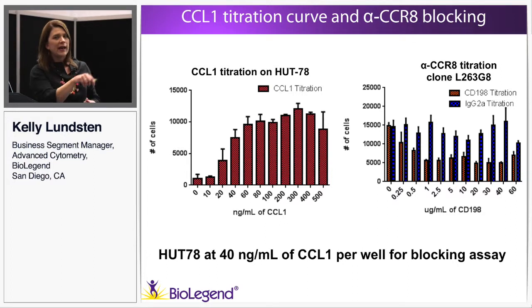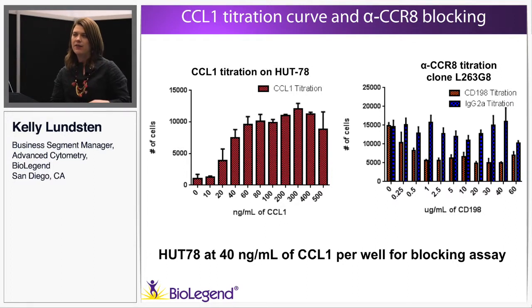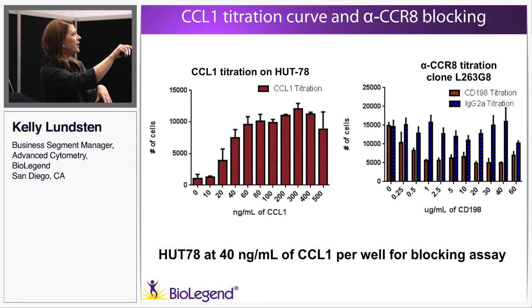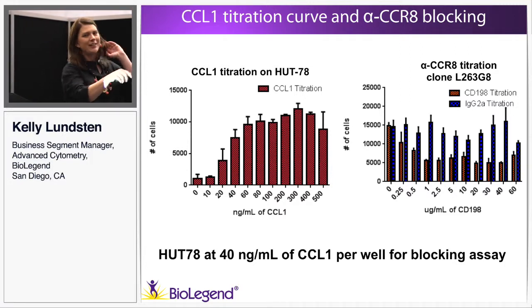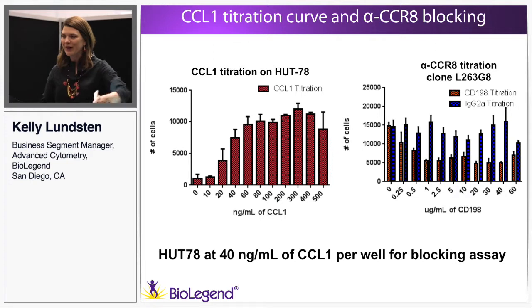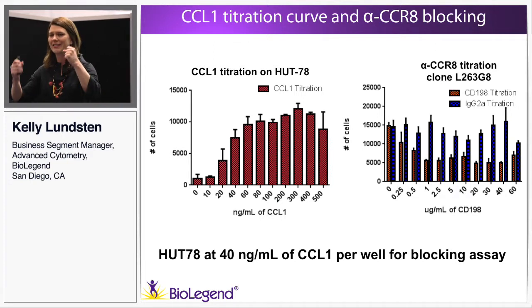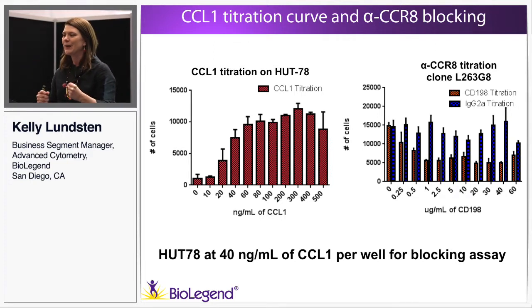For the CD198, the third target that I had found to be positive on the HUT78s, I again found that it was probably starting to downregulate a little bit at the highest concentration, but I really didn't need it. Again, at about 20 to 40 nanograms per mil, I was seeing fantastic chemotaxis. So this was awesome. I had gone away on a trip for a while. I'd been gone for like a month, and I'd come back, and I was like, I've really just got to get this CD198 blocking assay done before I go to AAI.